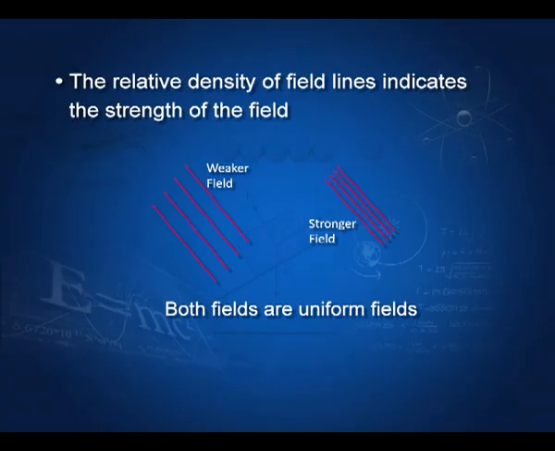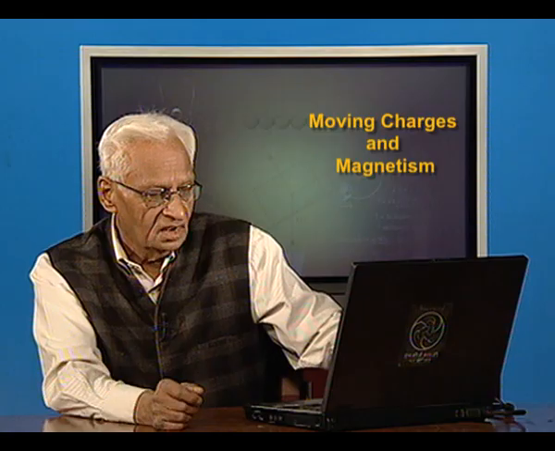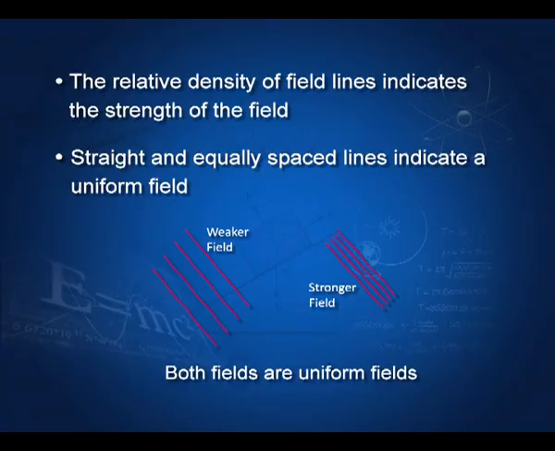The relative density of field lines dictates the strength of the field. These lines, for example, are denser than these, and therefore this field is stronger than this field. Straight and equally spaced lines indicate a uniform field. These lines are parallel and equally placed, therefore they represent a uniform magnetic field.